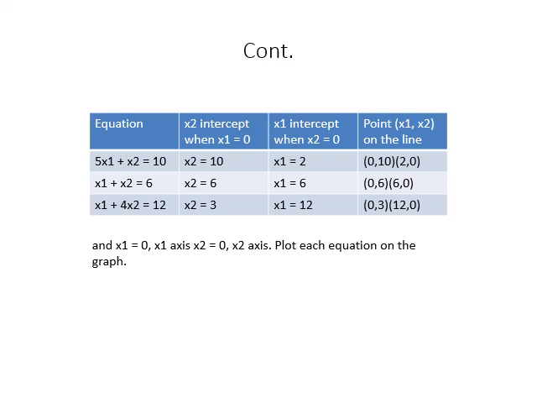The next equation is x1 plus x2 equals 6. x2 equals 6 when x1 equals 0, and x1 equals 6 when x2 equals 0. The points of x1 and x2 on the line are (0, 6) and (6, 0).